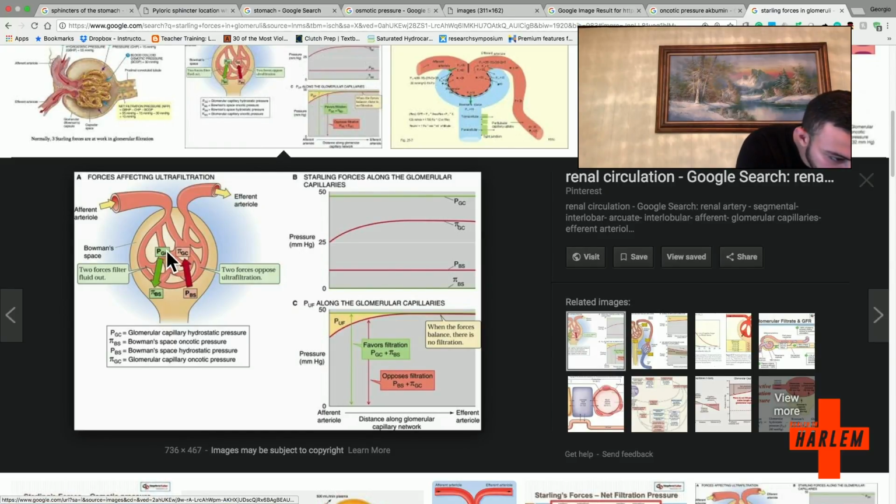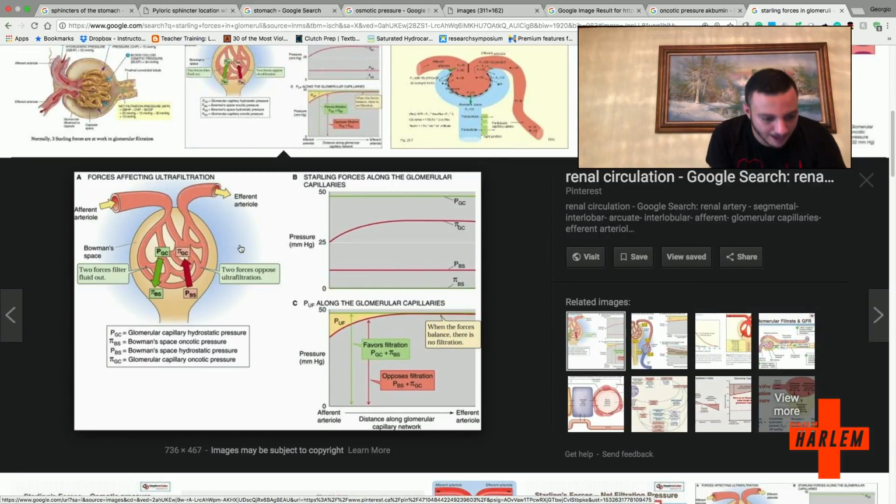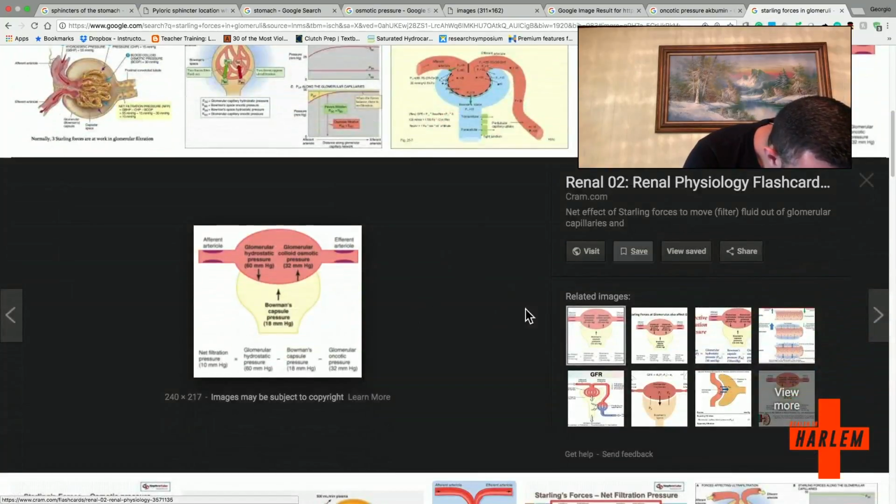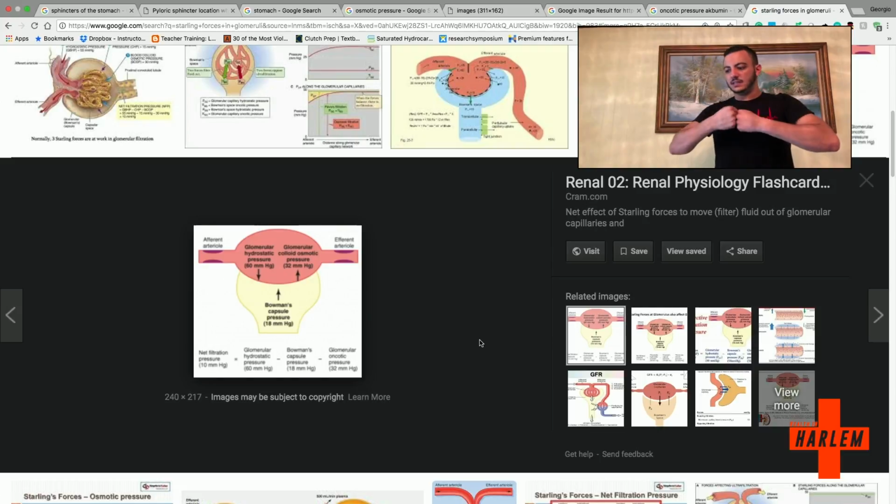Okay. So you have forces that are pushing the fluid out of the capillaries and into the Bowman capsule, which is where your primary urine is being formed. And then you have forces from the capsule that are pushing against whatever is being filtered into this capsule area. So they're pushing against each other. That is the hydrostatic pressure coming from your blood towards the Bowman capsule, compared to the hydrostatic pressure coming from the Bowman capsule to the blood. So they're pushing against each other.